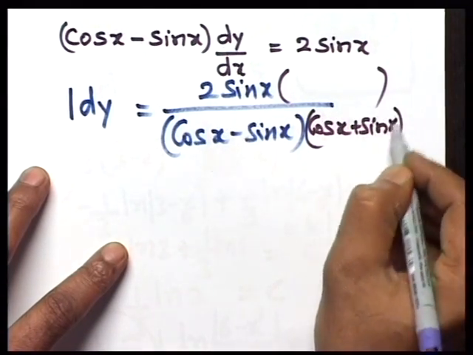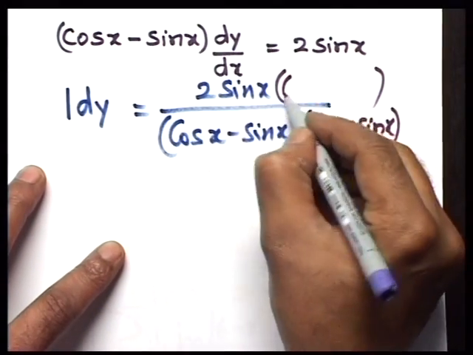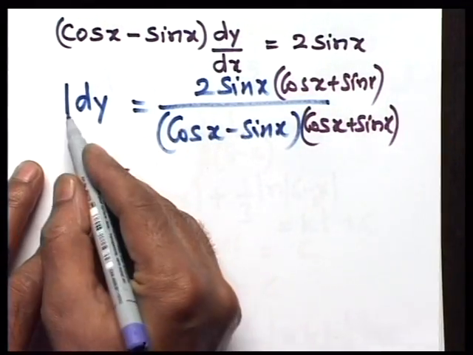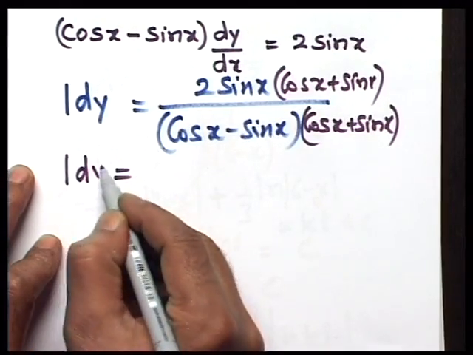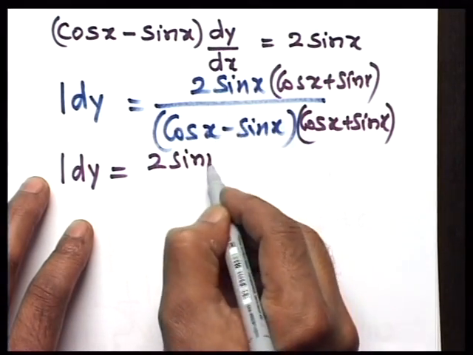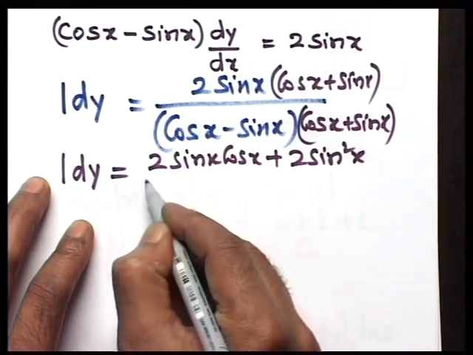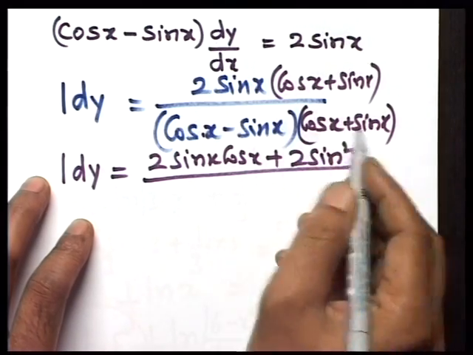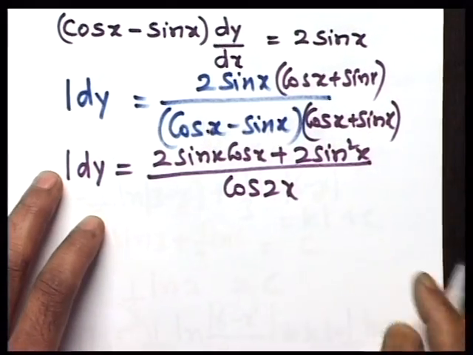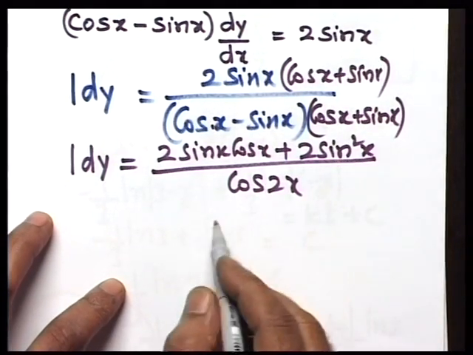see what happens. That's a minus b, a plus b, that becomes cos square minus sin square, right? That's cos x plus sin x. See how things change now. Left hand side is still 1 dy. I'm not integrating yet. So that's 2 sin x. Let's open the brackets, please. 2 sin x cos x plus 2 sin square x, divided by cos square minus sin square, which is actually cos 2x. Cos square minus sin square is cos 2x.